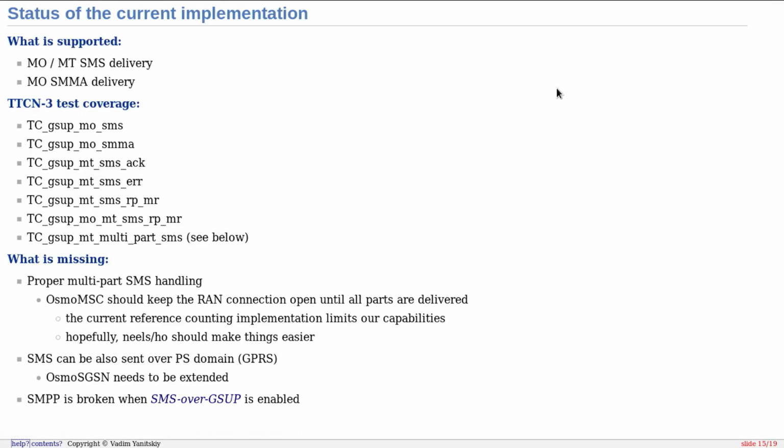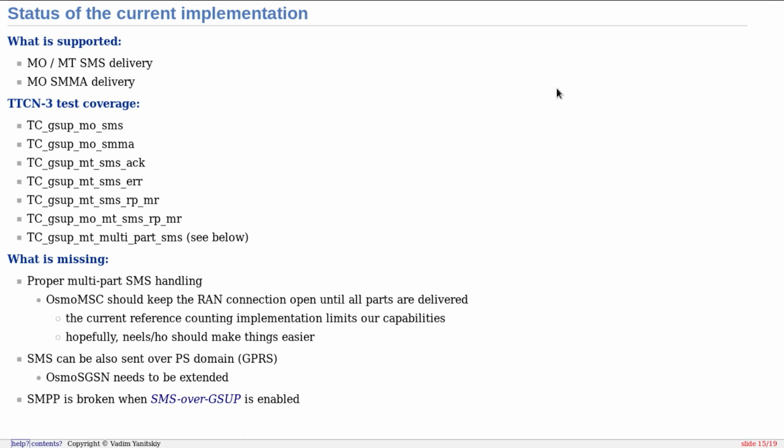So what we basically support is mobile originated message delivery, mobile terminated message delivery, and alerting when the mobile station has some memory to receive some SMS. We have, I think, more or less complete TTCN-3 testing coverage. The only part that's probably missing now is proper handling of multi-part SMS.